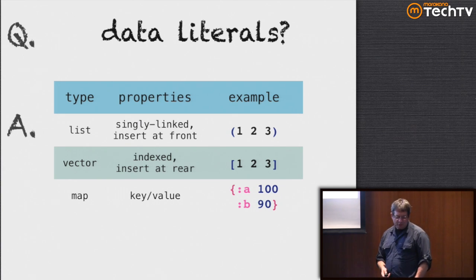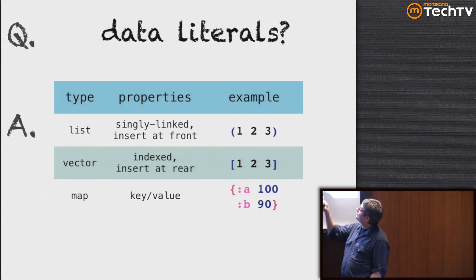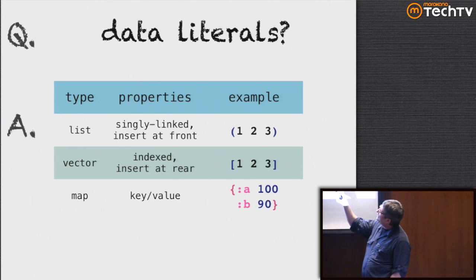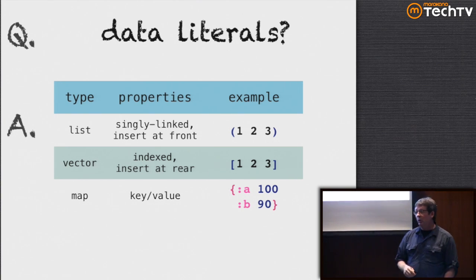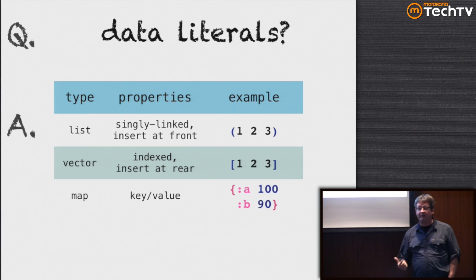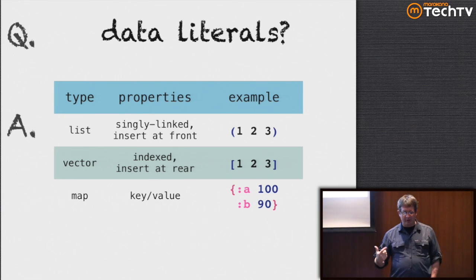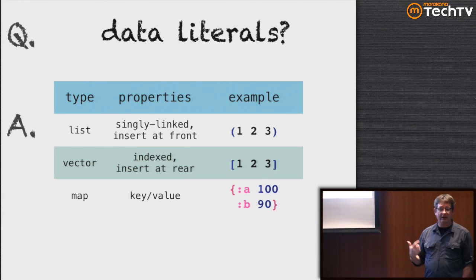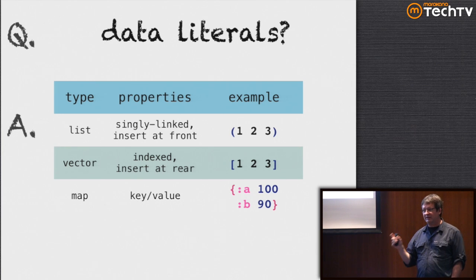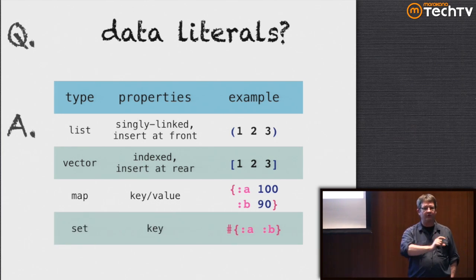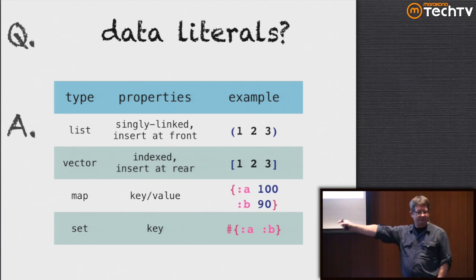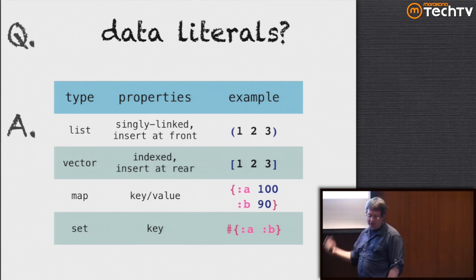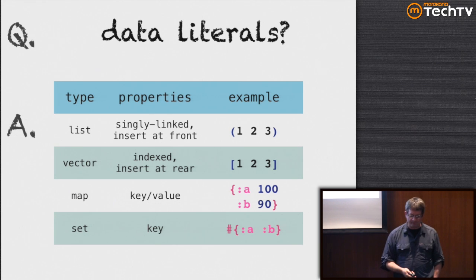We also have maps, which are key value pairs. Keywords are frequently used here, but any Clojure class can be used as a key. You don't have to worry about the same thing you have to worry about in Java, because everything in Clojure is immutable. And so everything makes good map keys. That's the thing you have to be careful about in Java: don't let mutable things be map keys, because if you mutate it, then you won't be able to find your entry anymore. That's not a problem here in Clojure because everything is immutable.